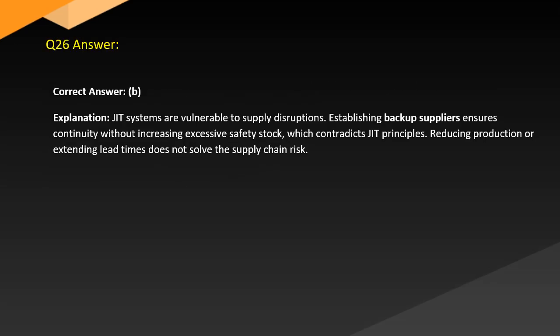Answer. Correct answer B. Explanation. JIT systems are vulnerable to supply disruptions. Establishing backup suppliers ensures continuity without increasing excessive safety stock, which contradicts JIT principles. Reducing production or extending lead times does not solve the supply chain risk.